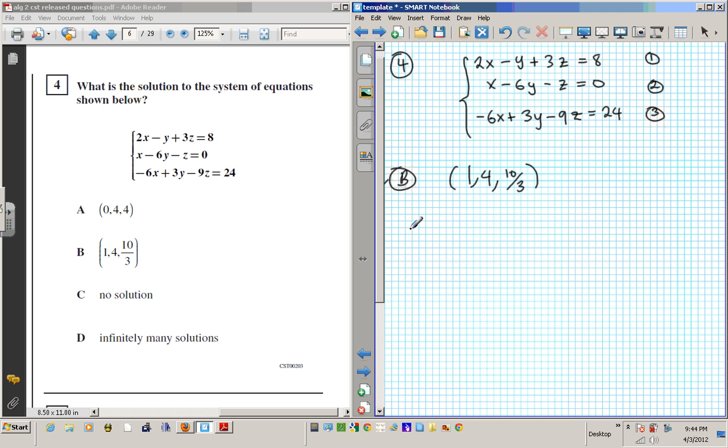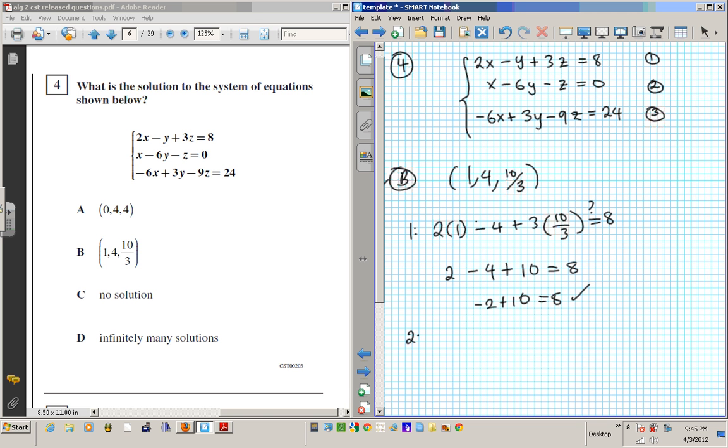All right, let's do it. So let's test the first equation first. The question is 2 times 1 minus 4 times y plus 3 times 10 over 3. Is it equal to 8? Let's see. It's 2 minus 4 plus 30 over 3, which is 10, right? Is it equal to 8? If I simplify this, is negative 2 plus 10 equals 8? Absolutely it is, right? So that works.